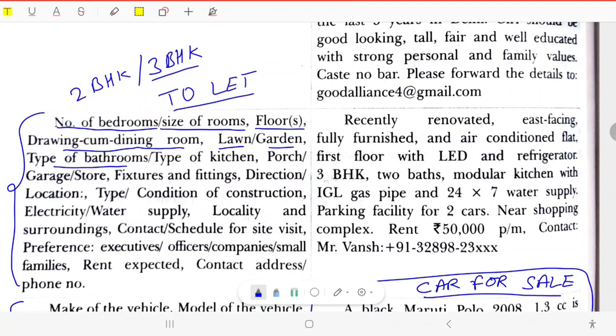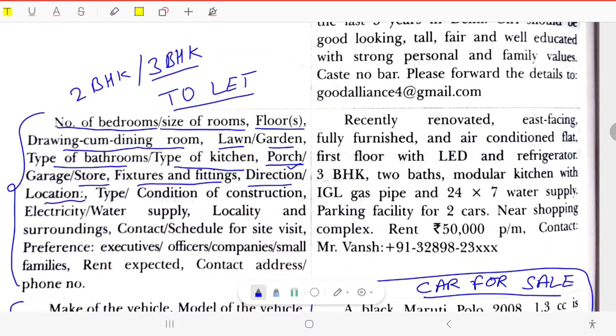Type of bathroom, western bathroom, Indian style bathroom. Type of kitchen, modular kitchen. Kitchen with the chimney fitted in this. Is there any porch, garage, store? And what are other things? Fixtures and fittings, means let's say fans are fitted, ACs are fitted. In which direction? Direction here means east facing, south facing, north facing. So this thing will be given, because some people are a little bit religious and they prefer east facing, so we have to give this thing.